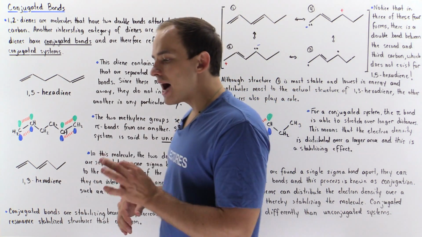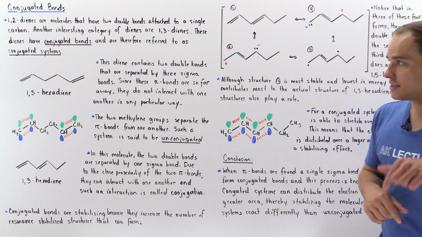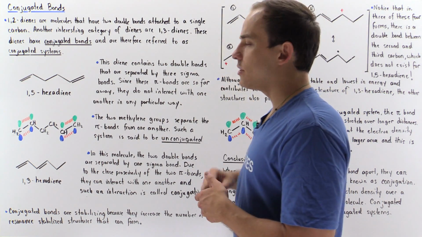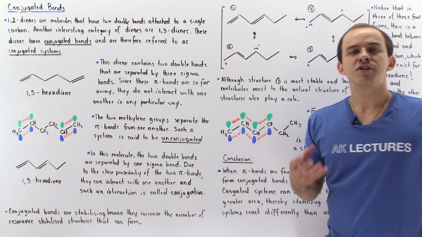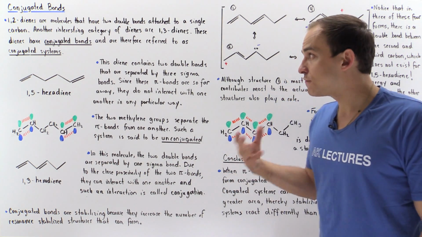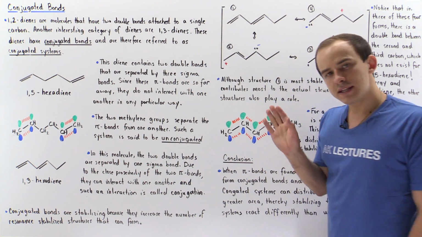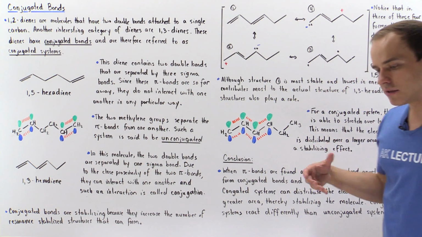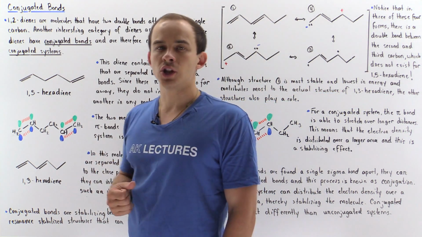Now, a second category of dienes that we're going to discuss in this lecture is the 1,3-diene. 1,3-dienes are interesting because they form conjugated bonds. They have conjugation, which forms a conjugated system. Now, what exactly is a conjugated system? Why does a conjugated system actually form, and what does it look like?